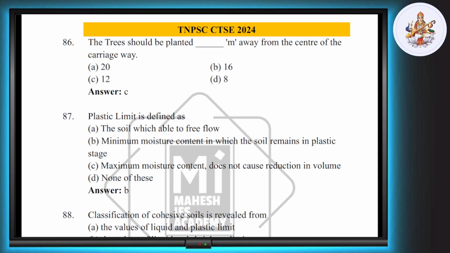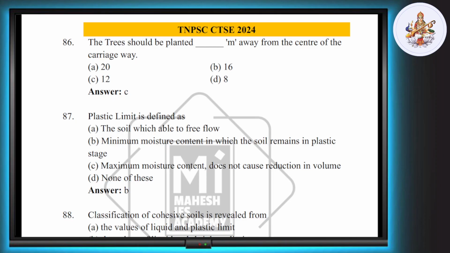The trees should be planted -m away from the center of the carriageway. Correct answer, C. 12. Explanation. Trees are typically planted 12 meters away to avoid obstruction to sight distance and ensure safety from vehicle collision. Too close, and they become dangerous. Too far, and they lose roadside aesthetics and shade benefits.